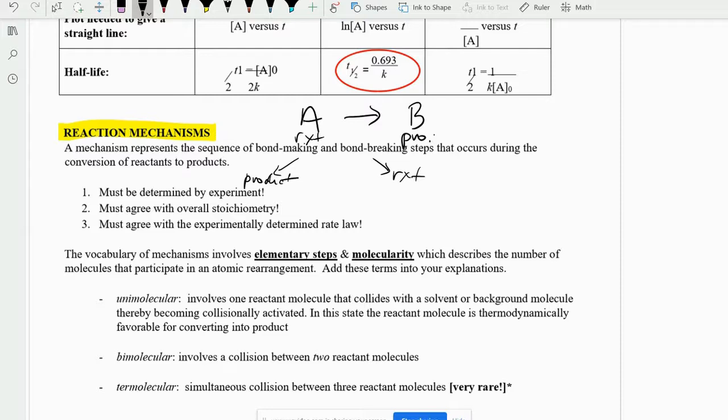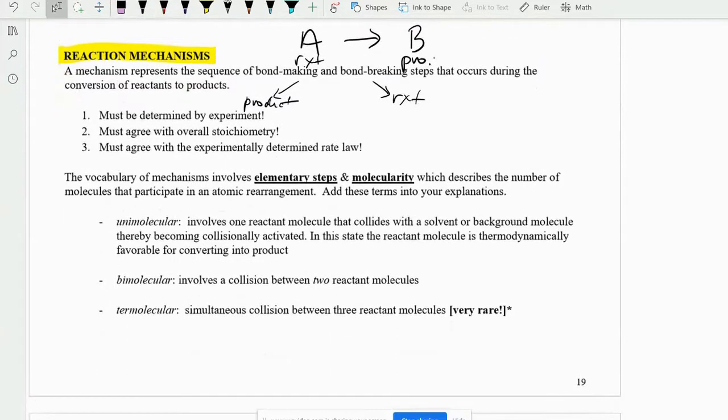Okay. Now, in order to understand reaction mechanisms, a couple of things apply here. One, the reaction mechanism is going to be experimentally determined. Two, it must agree with the overall stoichiometry of the balanced chemical reaction. Don't worry, you'll see an example here soon. And three, it must agree with the experimentally determined rate law. So the vocabulary of mechanisms involves these terms we call elementary steps and molecularity. Now, these are terms that are describing within the reaction mechanism, and you need to know how to use these words. I'm going to go ahead and just give you the definition.